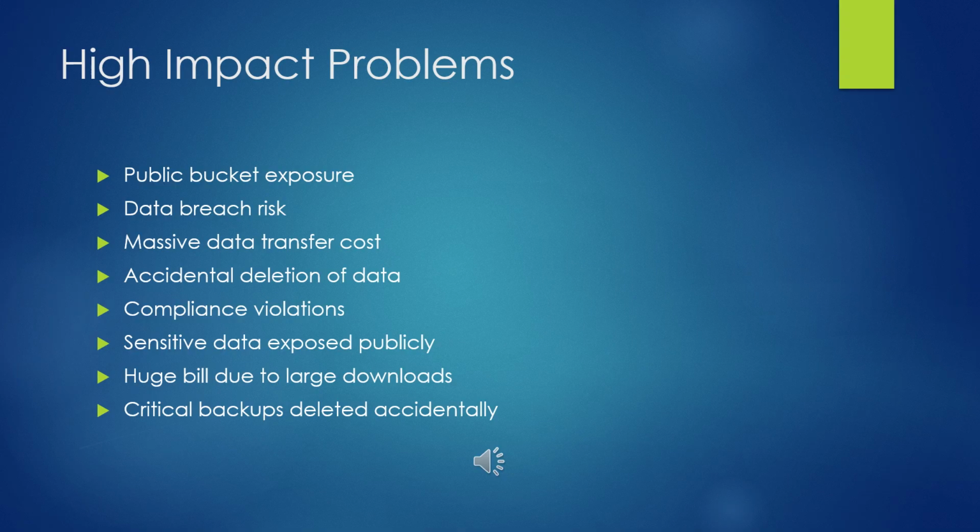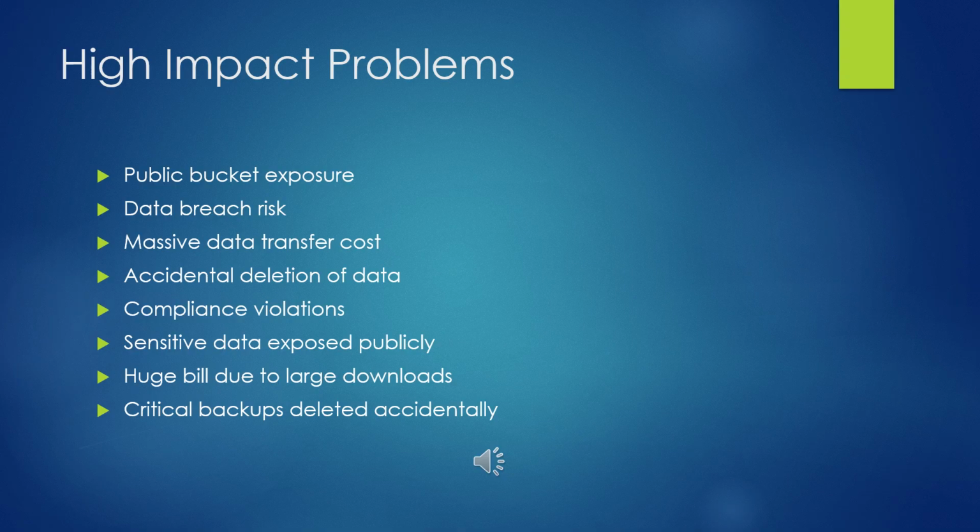4. Massive data transfer cost. Now let's talk about cost. Sometimes, your storage cost looks normal, but suddenly, your AWS bill increases a lot. Why? Because data is being downloaded again and again. 5. Huge bill due to large downloads. Maybe an external application, or even a malicious user, is downloading large files repeatedly. Each download costs money. And slowly, the bill becomes very high, without you realizing it.